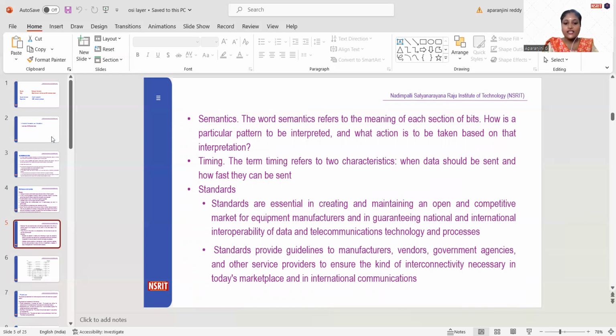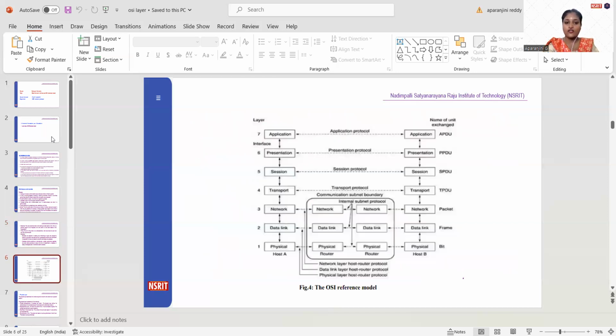Next, standards. Standards are essential in creating and maintaining an open and competitive market for equipment manufacturers and in guaranteeing national and international interoperability of data and telecommunication technologies and processes. Standards provide guidelines to manufacturers, vendors, governments, agencies, and other service providers to ensure the kind of interconnectivity necessary in today's marketplace and in international communications.